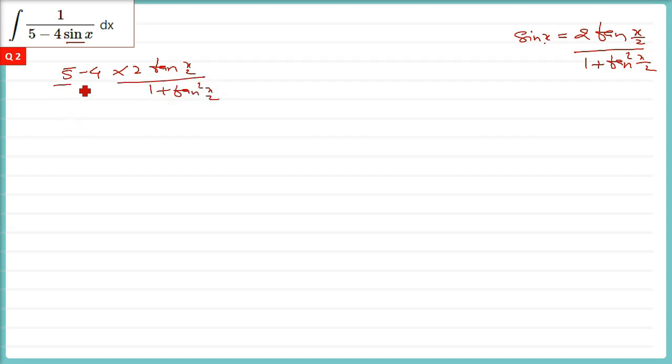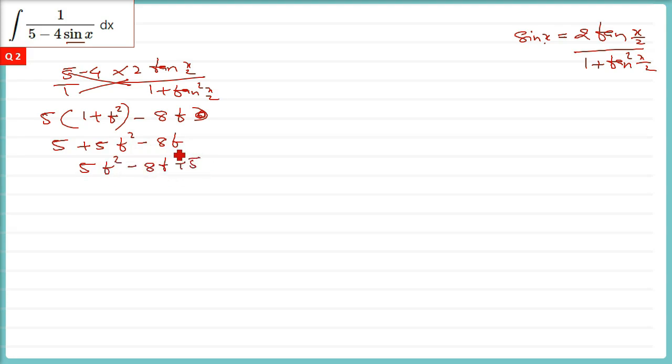So let's write it in short and try to solve what we get in the denominator. I'm taking the LCM, 5 into 1 plus tan square x by 2, that is 5 into 1 plus t square, and minus 8 tan x by 2. Please remember this 1 plus t square is with 5. Then we have this 8t, where t I'm writing for tan x by 2. So we have 5 plus 5t square minus 8t. So 5t square minus 8t plus 5.